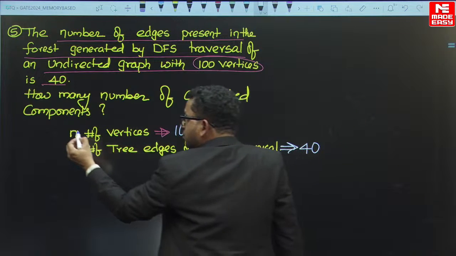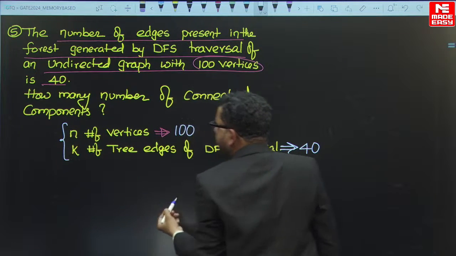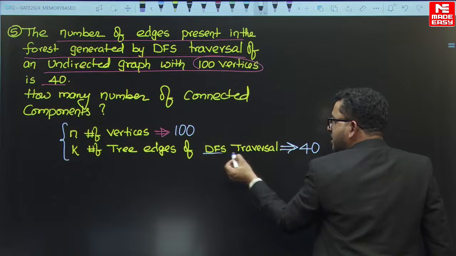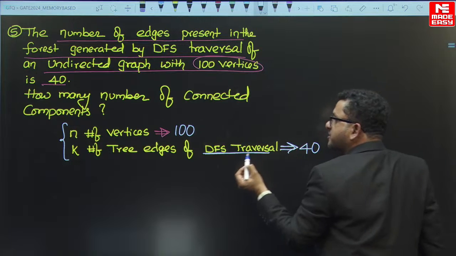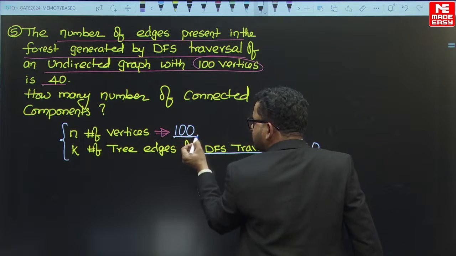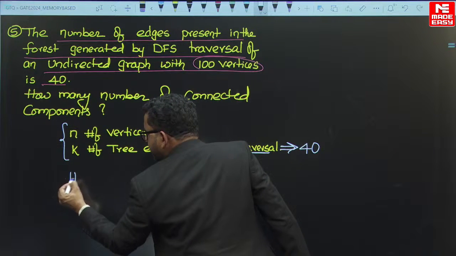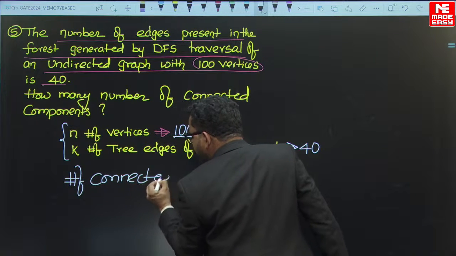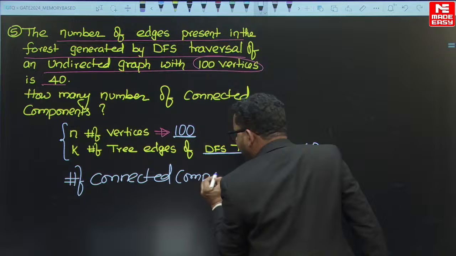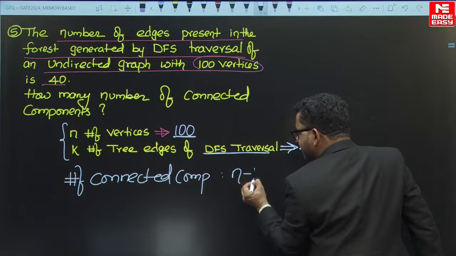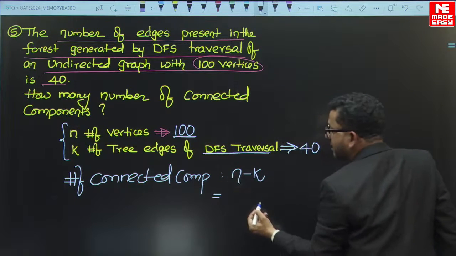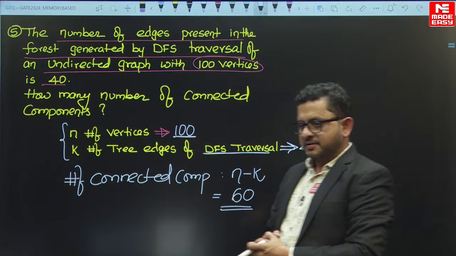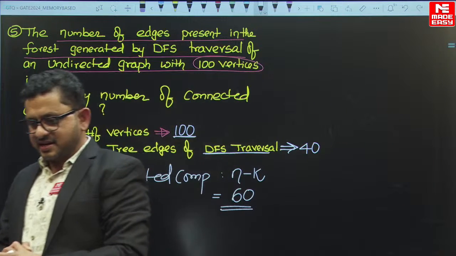Okay, so for an undirected graph, K is the number of tree edges of the DFS traversal. N is the number of vertices. Number of connected components is N minus K. That is total 60 connected components, right? N minus K, 60.